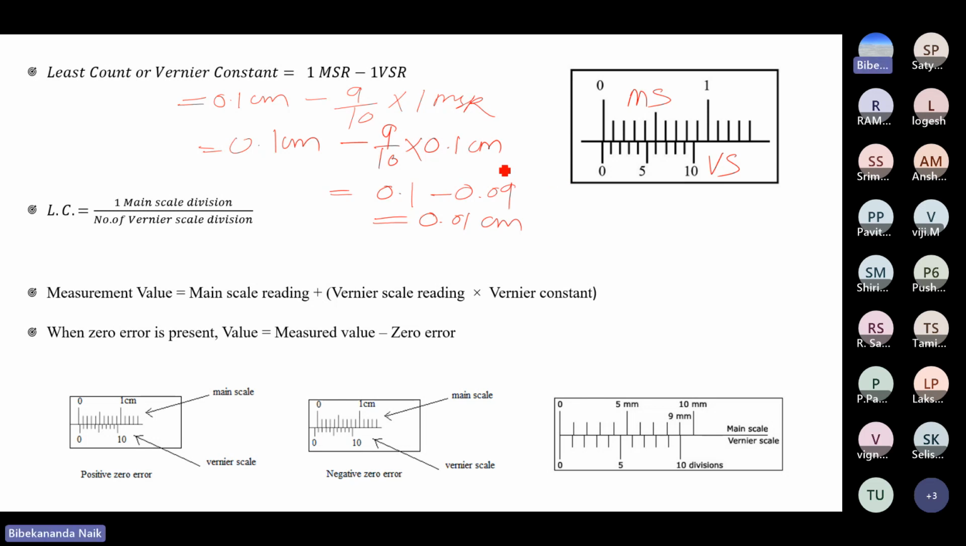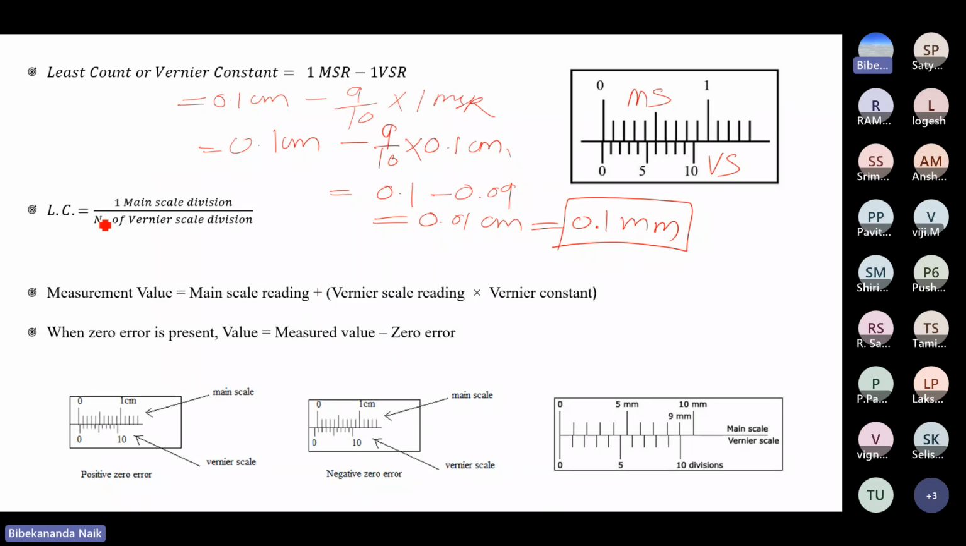Is that clear? And also this 0.01 centimeter is 0.1 millimeter. So the least count of this vernier caliper is 0.1 millimeter. Since here the 10 divisions of vernier scale are coinciding with 9 divisions of main scale, in this way, if we calculate, the least count will be 0.1 mm.